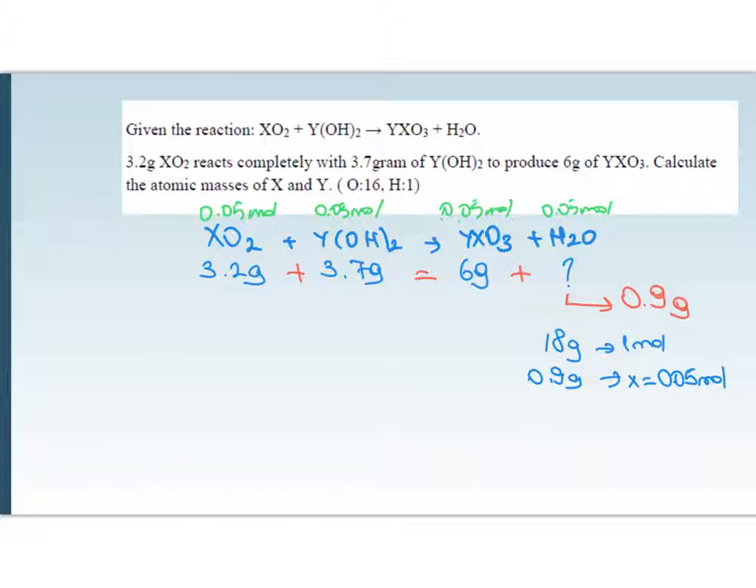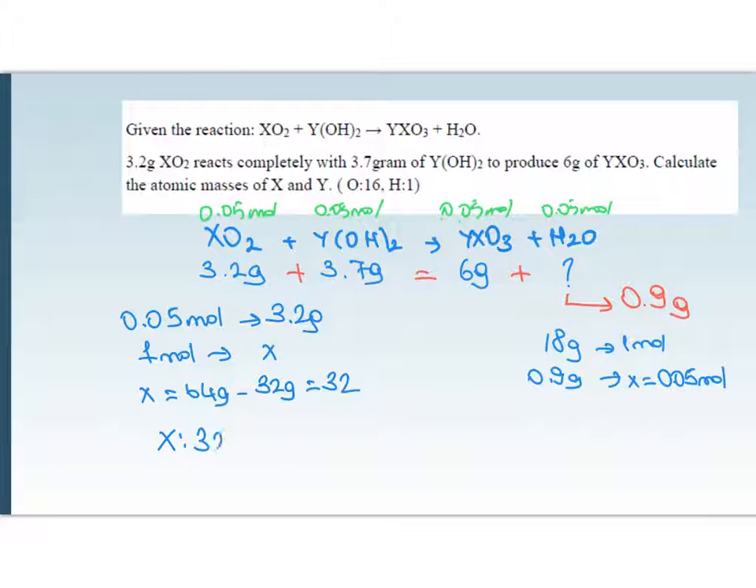So I can have my ratio now. I can write it as 0.05 mole is 3.2 grams. So what about 1 mole of it? This is going to be 64 grams. Now in this one you have 2 oxygen atoms. When I subtract the oxygens, you're going to end up with 32 for X atom.